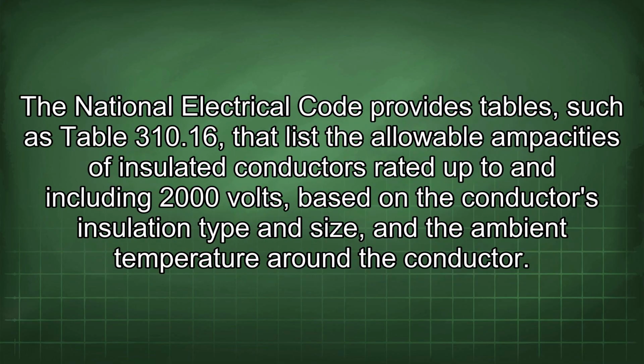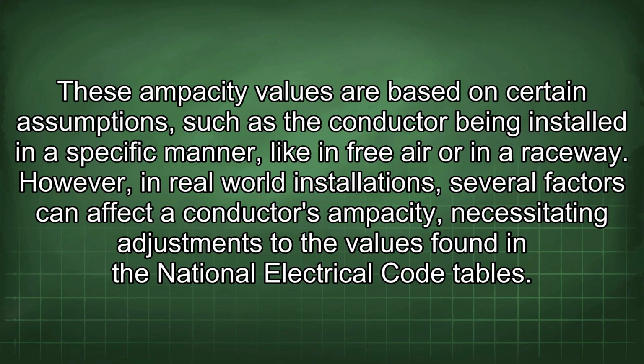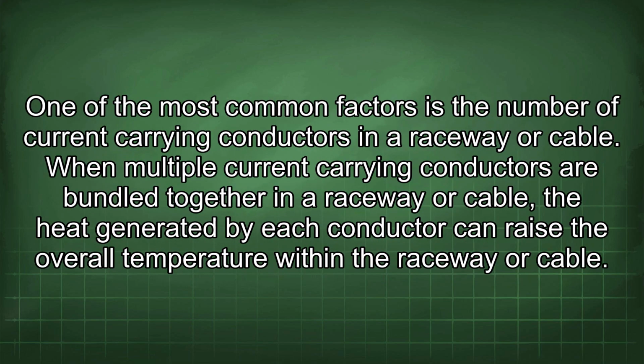The National Electrical Code provides tables, such as Table 310.16, that list the allowable ampacities of insulated conductors rated up to and including 2000 volts, based on the conductor's insulation type and size, and the ambient temperature around the conductor. These ampacity values are based on certain assumptions, such as the conductor being installed in a specific manner, like in free air or in a raceway. However, in real-world installations, several factors can affect a conductor's ampacity, necessitating adjustments to the values found in the National Electrical Code tables.